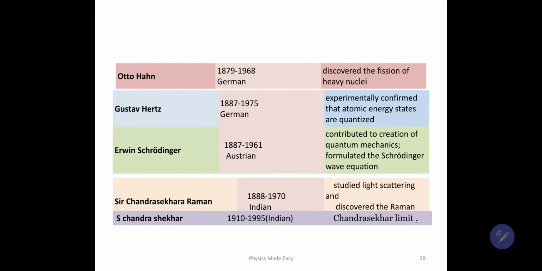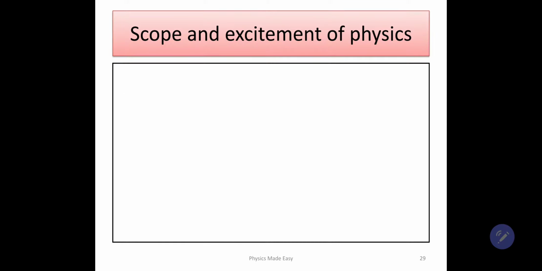Otto Hahn, Schrödinger, Hertz, C.V. Raman, S. Chandrasekhar, these two are Indian physicists.